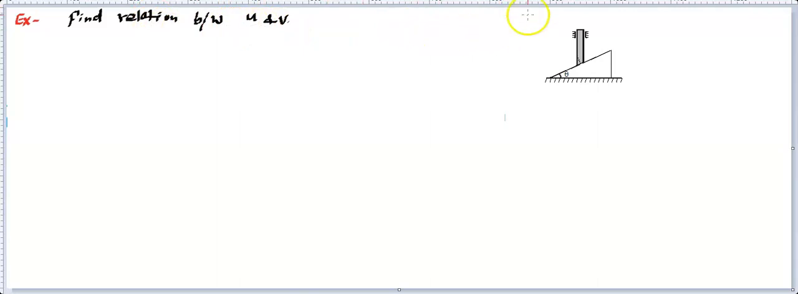In this example we need to find the interrelation between velocities v and u. That means the constraint relation. We need to find what u is. U is the velocity with which this rod is going downside, and v is the velocity with which this wedge is moving in this direction. This is a rod which can move only vertically downside and upside. This is a wedge which can move in the horizontal direction, and the constraint is visible. So we can solve it in various ways. Let me tell you some important ways.